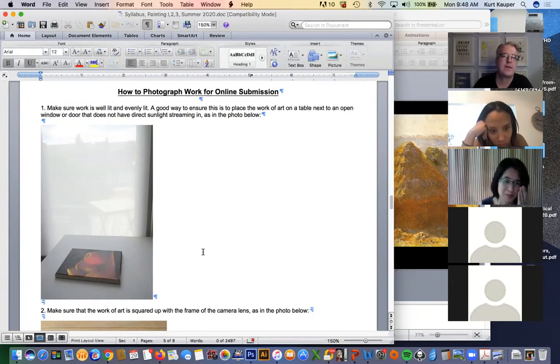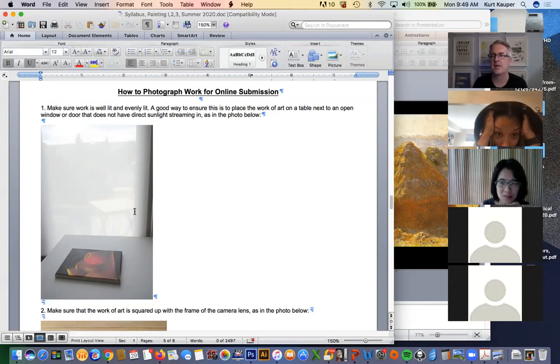These are someone else's instructions, an online how-to on photographing your work with an iPhone, which I think is what most people are going to be doing. You should photograph your work so that it's well lit. The best thing to do is something like this. Put your painting on a table next to a window. That's going to provide good light for the painting. You don't want direct sunlight coming in the window. If direct sunlight's coming in, that won't work. It should be indirect sunlight.